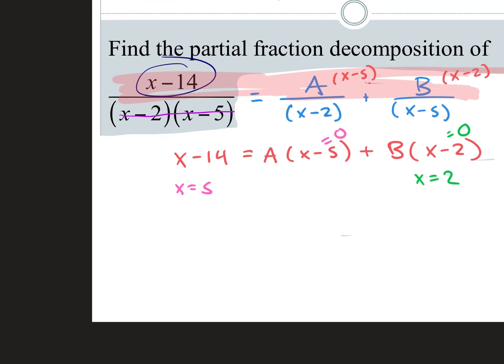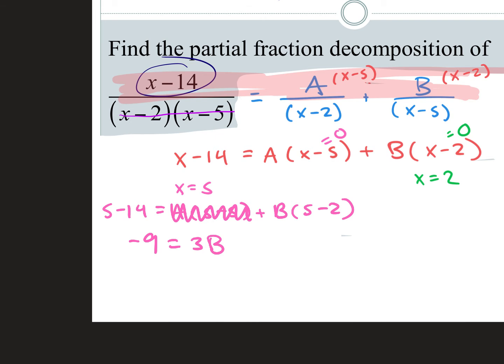So we plug those in. Let's start with 5. I have 5 minus 14 is equal to A times 5 minus 5 plus B times 5 minus 2. The A cancels out because 5 minus 5 is 0. 5 minus 14 is negative 9. And 5 minus 2 is 3, so 3B. Divide both sides by 3. So B equals what? Negative 3.